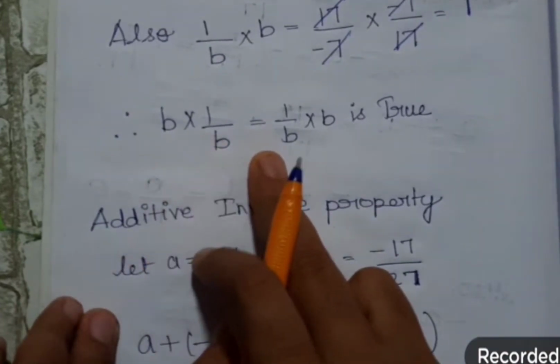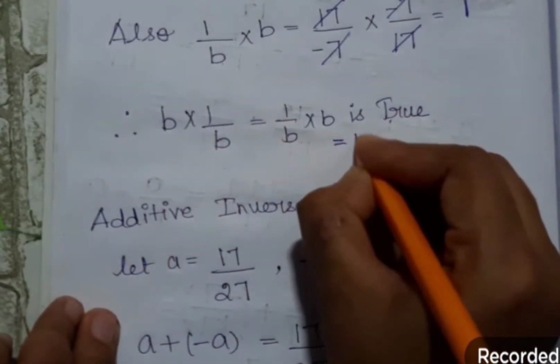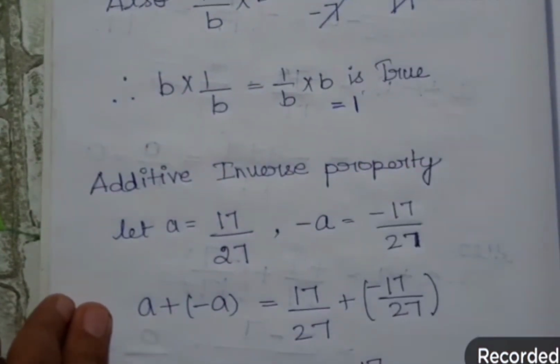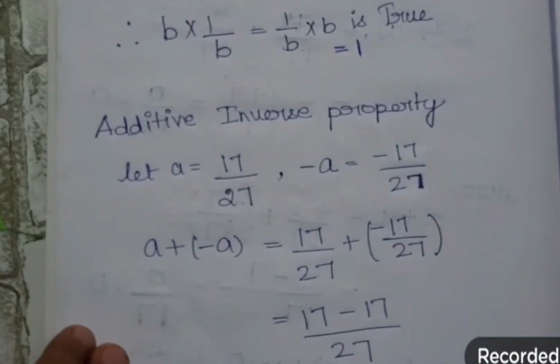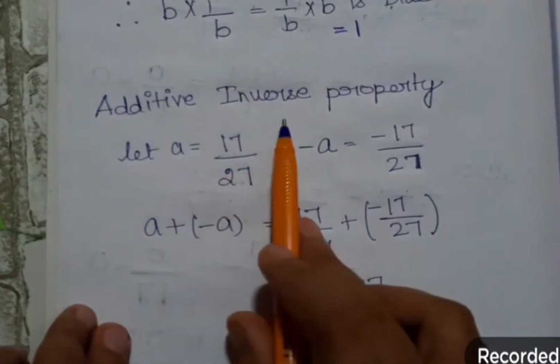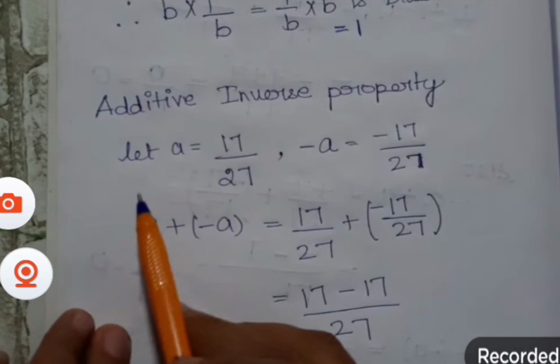Therefore b into 1 by b is equal to 1 by b into b is equal to 1, which is true. So the multiplicative inverse is also satisfied. Like this you have to find out. The second question you can do it.